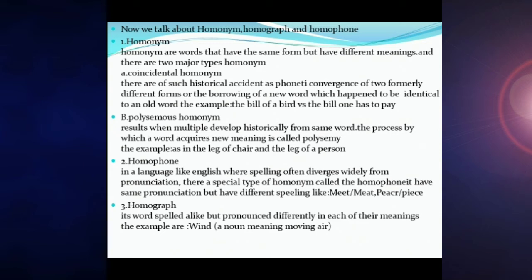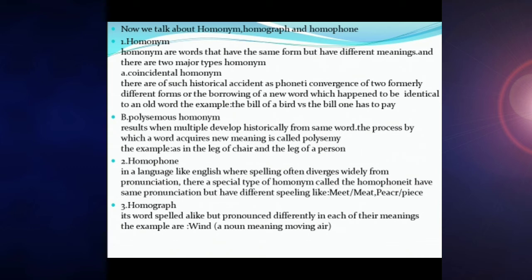And the second one is polysemous homonym. It results when multiple meanings develop historically from the same word. The process by which a word acquires new meaning is called polysemy. The example is the leg of a chair and the leg of a person.